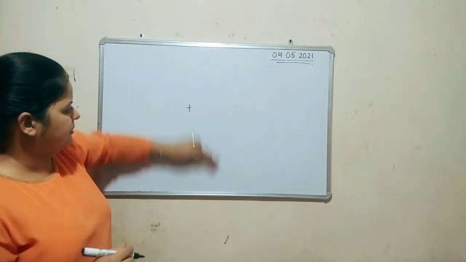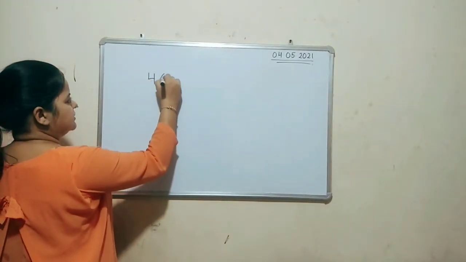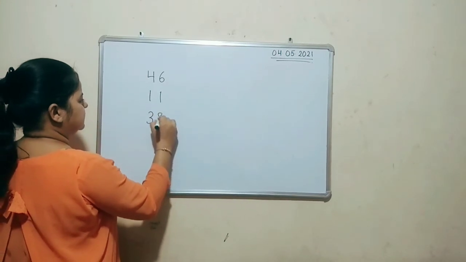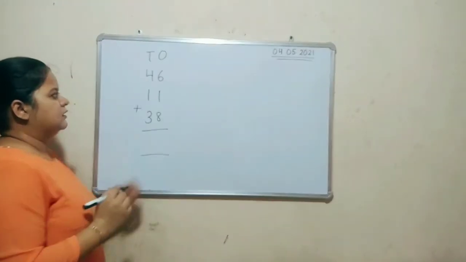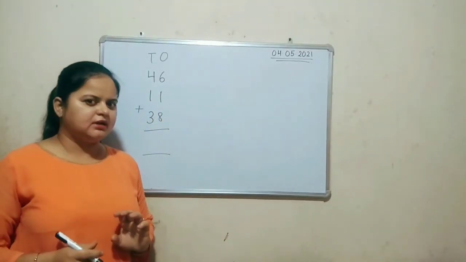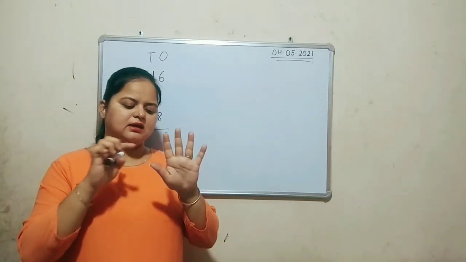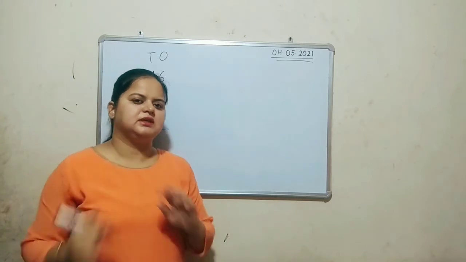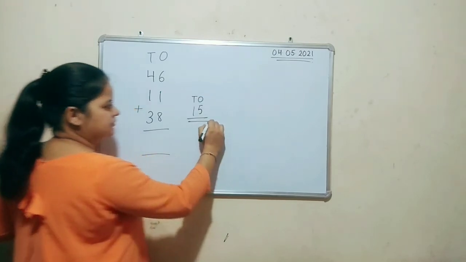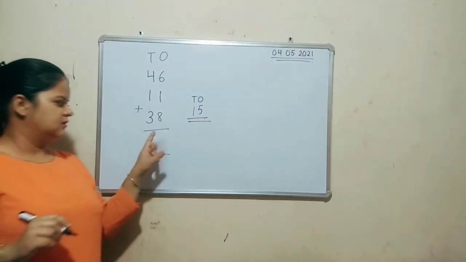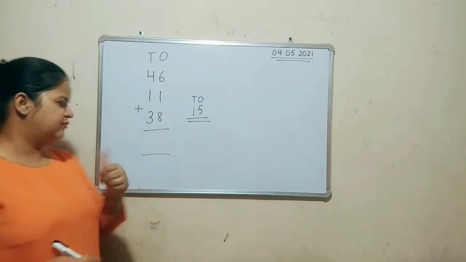Okay, one more example. 46, 11 and 38. 6 and 1, 7. 7 and 8. 8, 9, 10, 11, 12, 13, 14, 15. 15. What will we write here? 1 or 5? Good, 5.